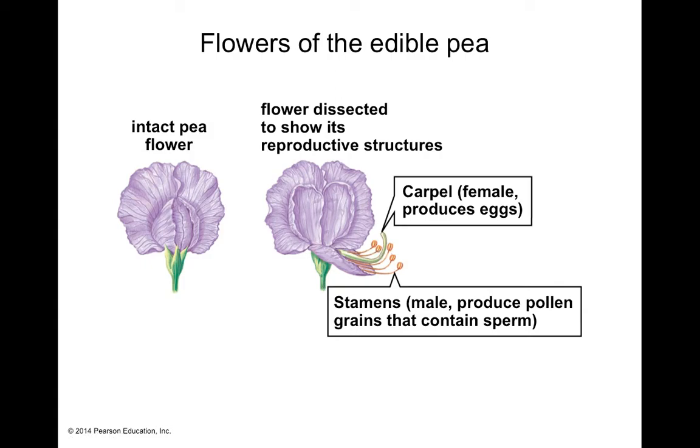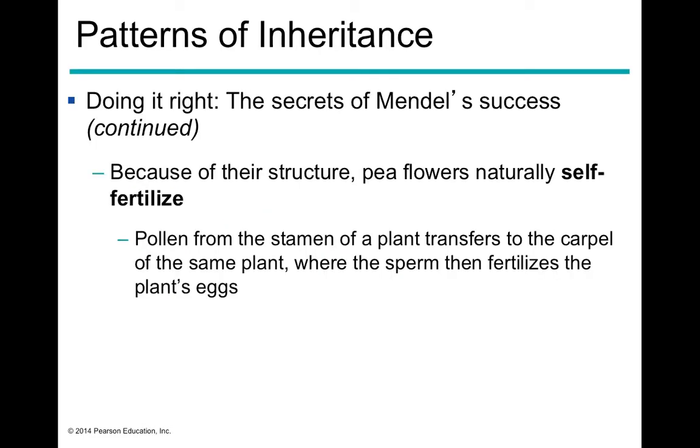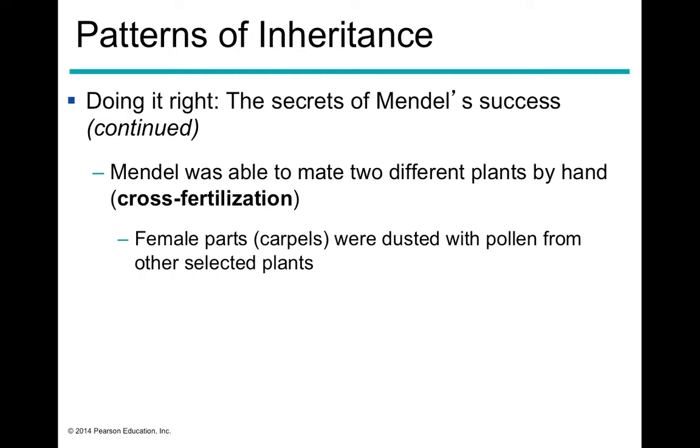And it would also prevent cross-fertilization, because if he was to remove this part and fertilize, etc., then he could not fertilize with other plants, right? So he would be very specific about which sperm fertilized which eggs, and he had fantastic note-taking skills. Now, as I mentioned, they do naturally self-fertilize. So that means that pollen from the plant transfers to the same plant where the sperm fertilizes the plant's egg. So they do have auto-fertilization events that can occur, and he was able to also cross-fertilize.